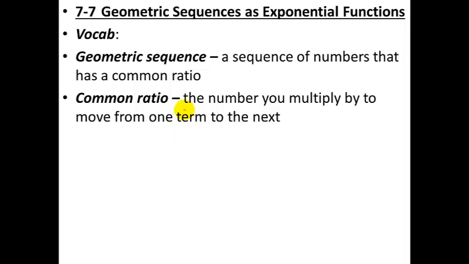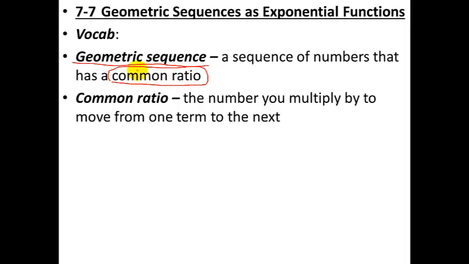So a geometric sequence is any sequence that has a common ratio. So common ratio for geometric sequences. If you recall, an arithmetic sequence had a common difference. So in those, you were adding or subtracting a certain amount each time. In a geometric sequence, you're multiplying by a certain number over and over and over.